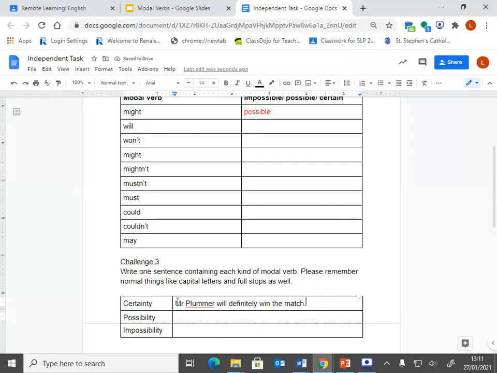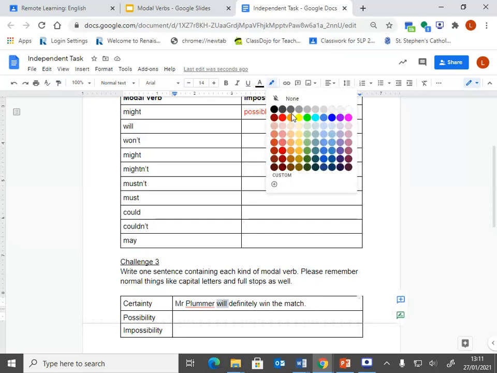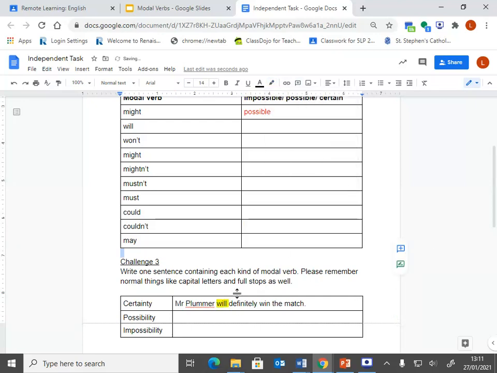So actually, Mr. Plumber, that's me, that is a pronoun, so I need to leave that one alone. Will definitely, oh, my apologies, will definitely win the match. So definitely is an adverb. Remember, don't get confused about that. Win is the verb to win something, and the match is the subject of this sentence. So will is the modal verb. So I'm going to either highlight that, underline it, make it bold, whatever it is that you want to do. I'm going to get rid of that because I want you to do your own.